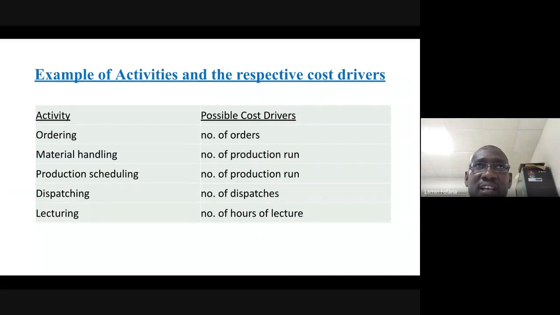When you go to private clinics, a typical example is Sarah. When you meet a doctor, each doctor has got its rate. If Sarah wants to calculate their cost and apportion it, they will definitely look at the number of patients that each doctor was able to attend to. So there are lots and lots of cost drivers depending on the nature of the business.